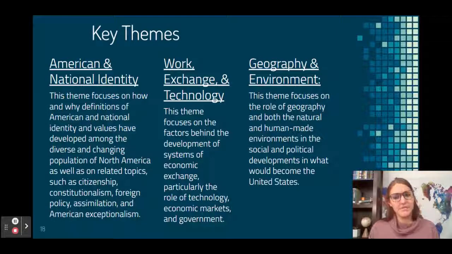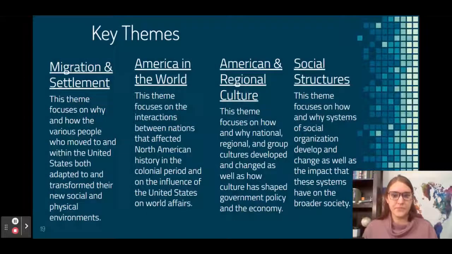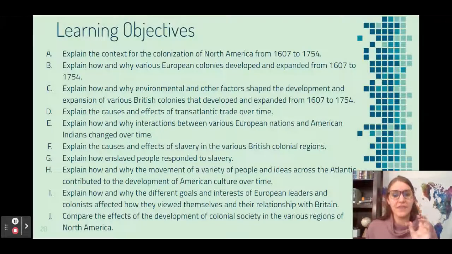Key themes. These are the things that the College Board emphasizes throughout the entire unit. You can pause and read through these, but you should be able to come up with an example or two for each of these themes. In this unit, there were 7 themes that were emphasized. And then finally, probably the most important thing is going to be the learning objectives. This is what the College Board is telling you you have to know. You have to be able to explain, compare, define. You need to be able to do these exact things.